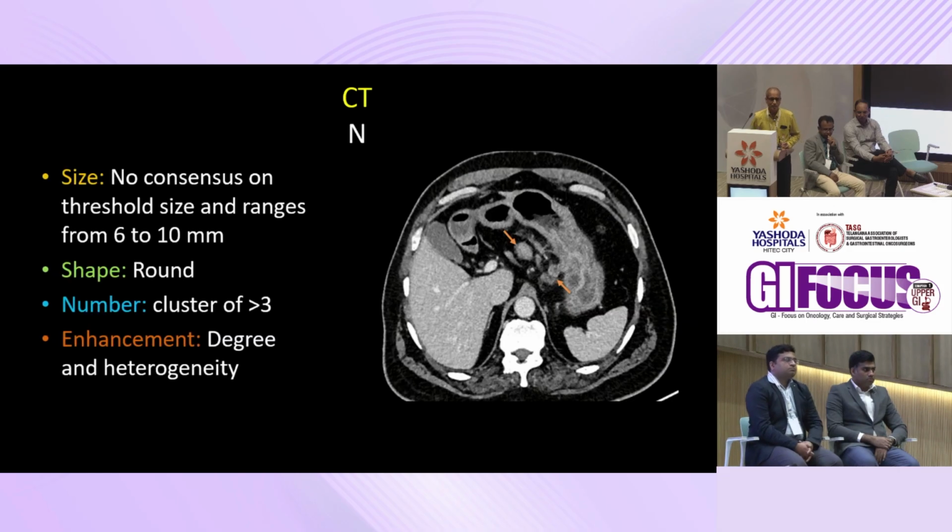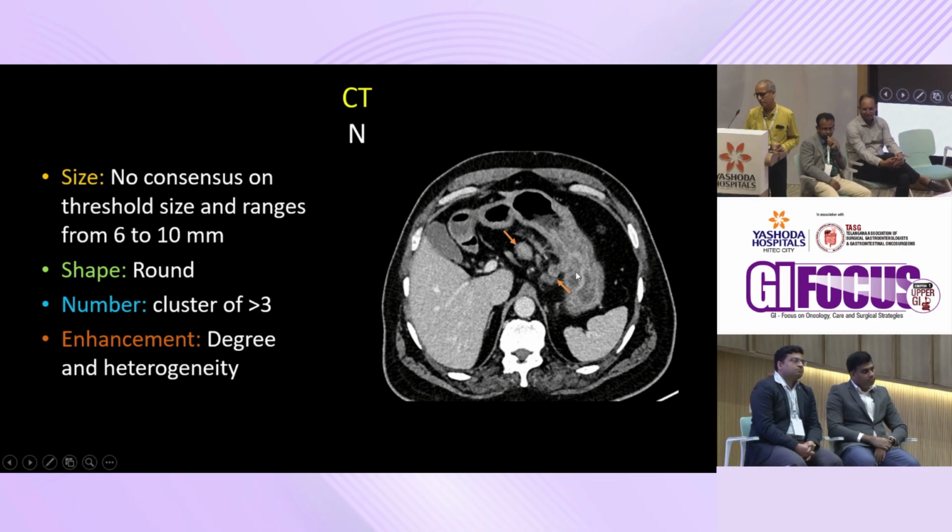Now, coming to N disease, the nodal disease, the size criteria, there's no universally accepted size denomination, but 6 to 10 millimeters has been the size criteria. Shape, whenever the normal lymph nodes are oval in shape, whenever you have a round shape, then that's a marker for a suspicious metastatic involvement. A cluster of 3 nodes, even though they are small in size, could be a marker. And enhancement, an enhancing lymph node, especially with areas of necrosis like this here.